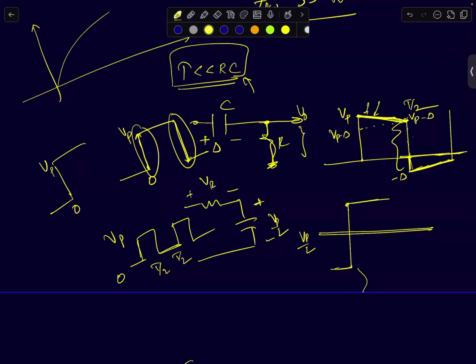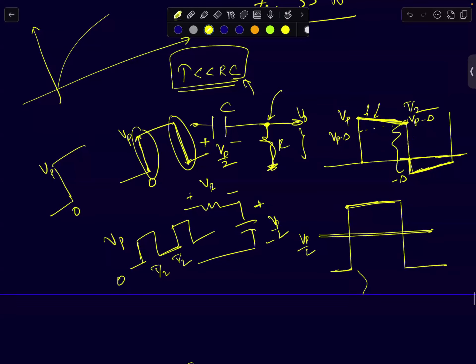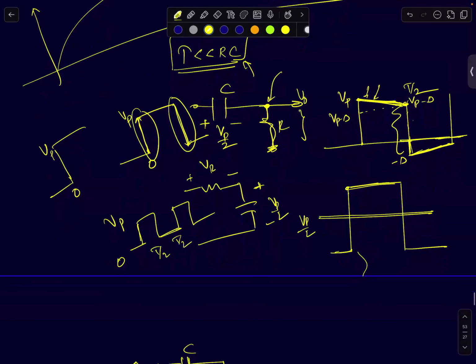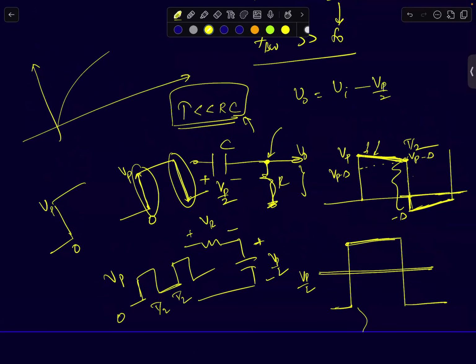Similarly, in the negative half cycle, the change will again be minus V peak. So what you will observe is that the waveform will look like this. This is Vp by 2. So if I look at the output signal, it will look like V naught is equal to Vi minus Vp by 2. Because the capacitor is storing a voltage of Vp by 2, and I can say that the output voltage is simply Vi minus the voltage across the capacitor, which is Vp by 2.